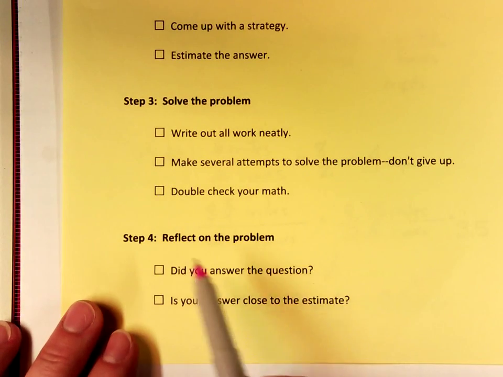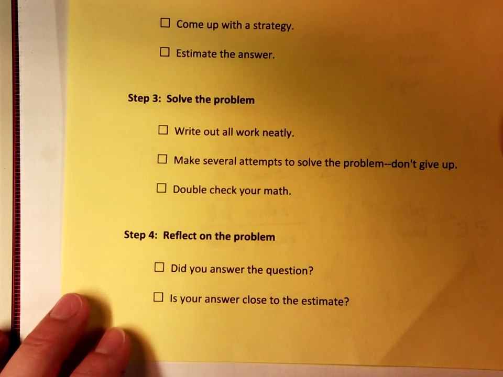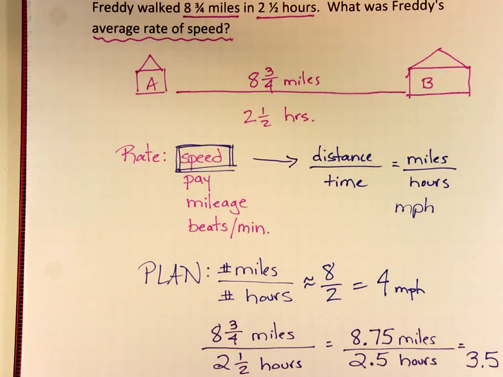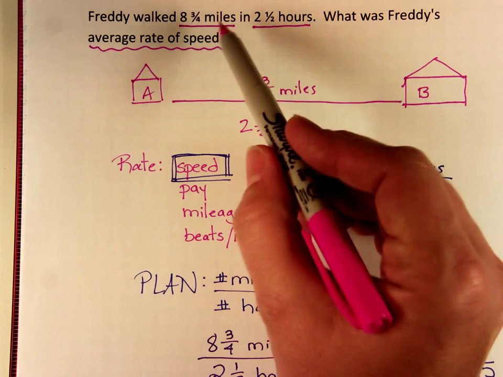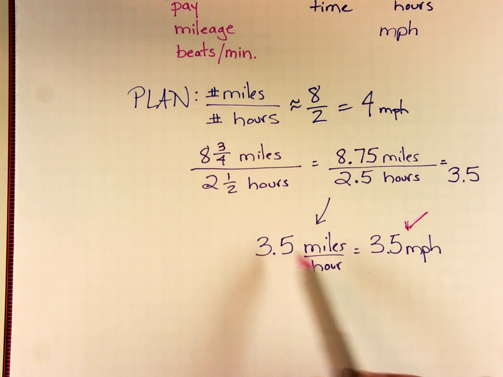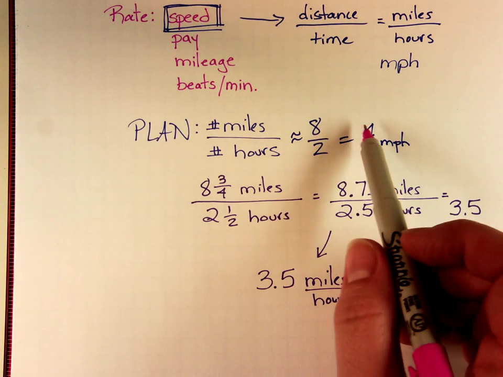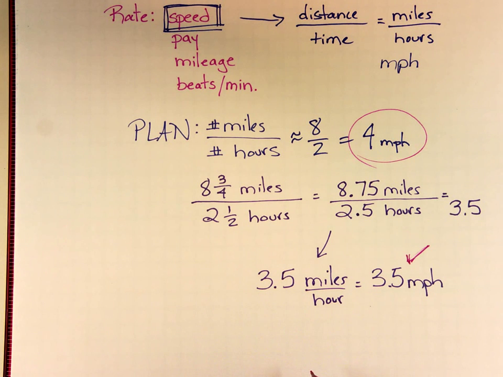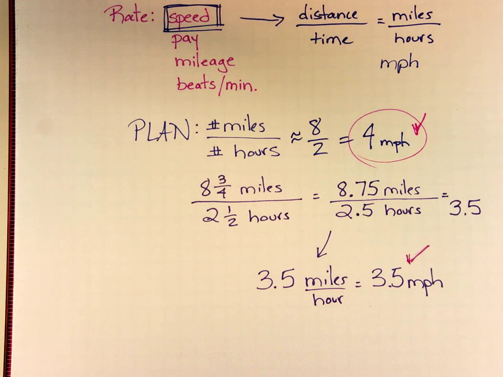Now, step number 4, reflect on the problem. Did you answer the question, and is your answer close to the estimate? The question asked us, what was Freddie's average rate of speed? Miles per hour. And that's what we came up with down here, 3.5 miles per hour. Look back at our estimate now. We did a quick estimate that was 4 miles per hour. Is 3.5 close to 4? Yes, it is very close. So our estimate is on track. Good job.